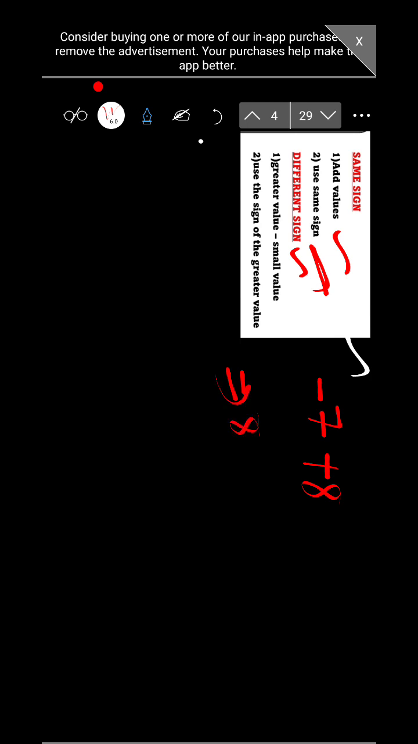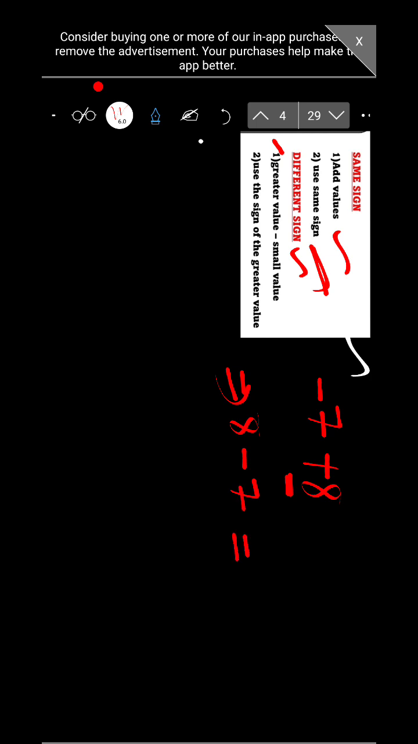Now this is the first one: greater value minus smaller value. The greater value is 8, the smaller value is 7. Substituting, I am getting 1. The next step tells us to use the greater value's sign. The greater value has a positive sign, so we'll keep positive. 1 is the answer. So this is the example for the second rule, different signs.